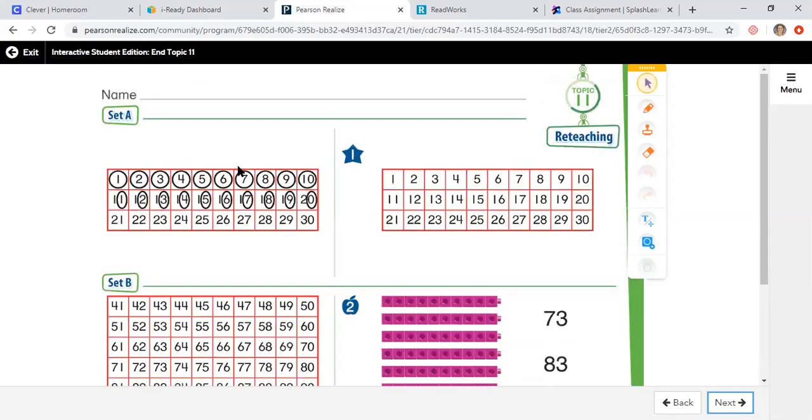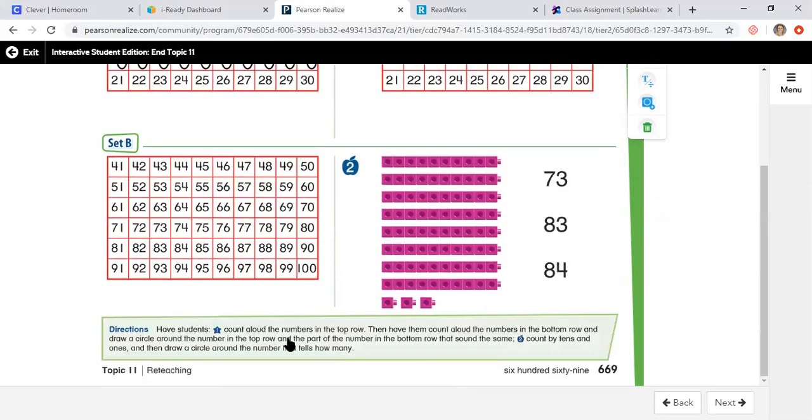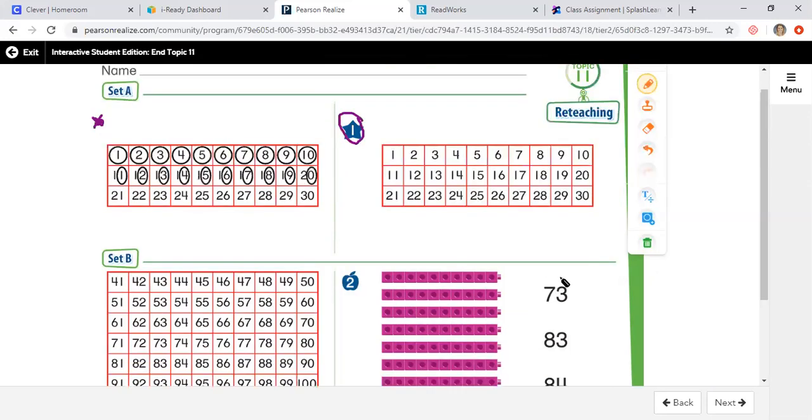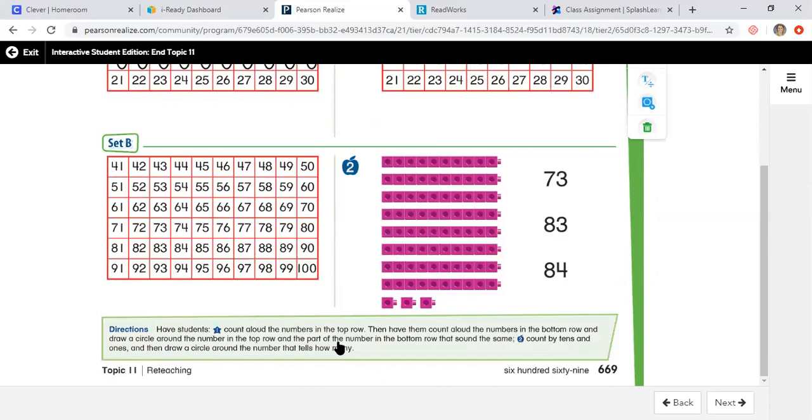All right. So this is kind of our example right here. And we're going to be doing problem 1. So if I get confused, I can look at this example problem and see what they did. So number 1 says, count aloud the numbers in the top row. Then count aloud the numbers in the bottom row and draw a circle around the numbers in the top row and the part of the number in the bottom row that sounds the same. Okay, so let's start off by counting out loud the numbers on the top row.